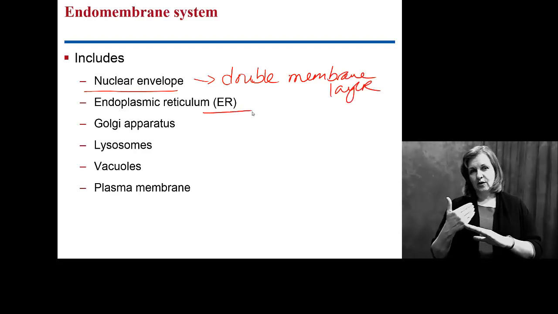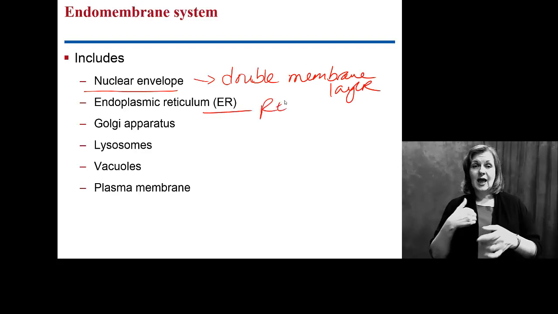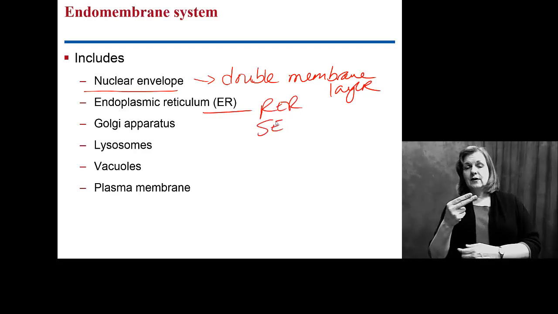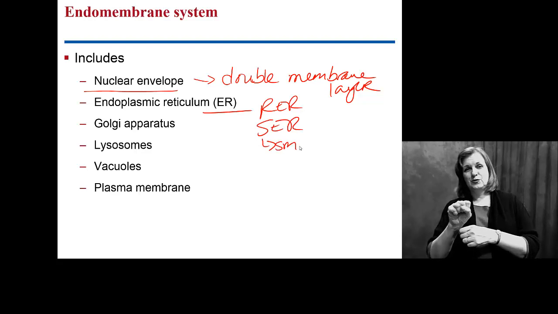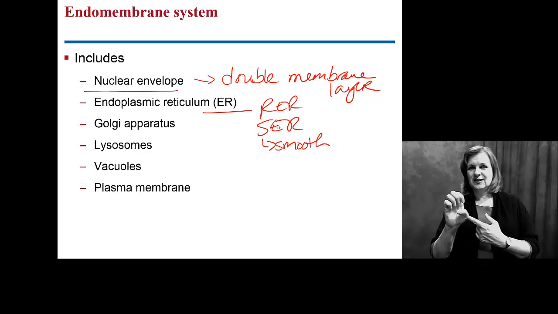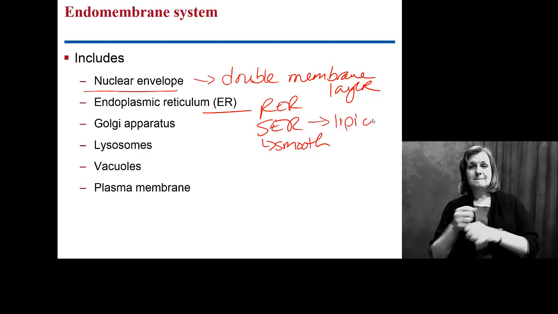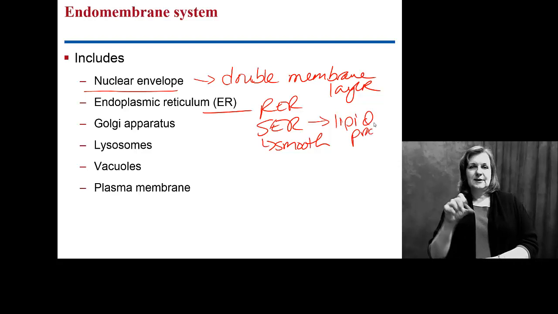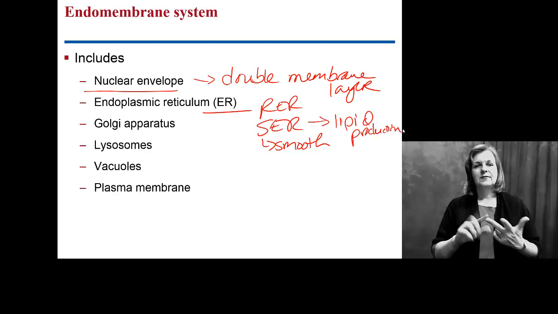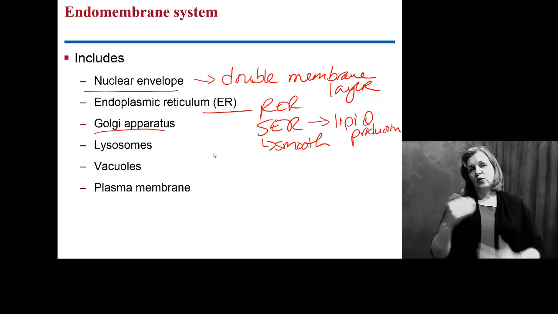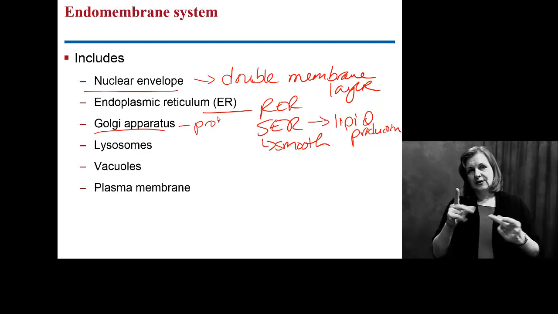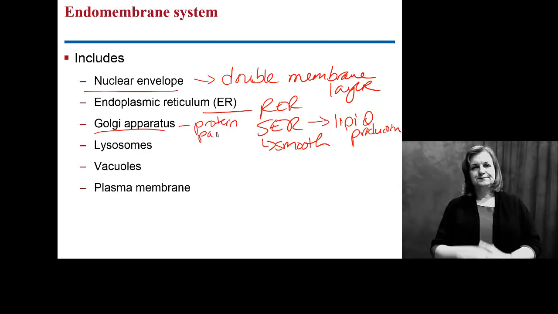The ER we've already looked at a little bit with the rough ER. We also have something known as the smooth ER. The smooth ER does not have ribosomes. It's going to be responsible for lipid production or fat production instead of proteins. Golgi is responsible for protein transport and packaging.